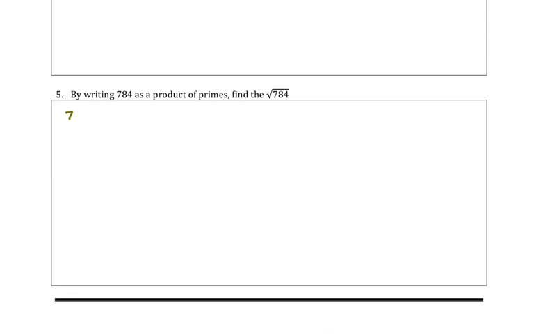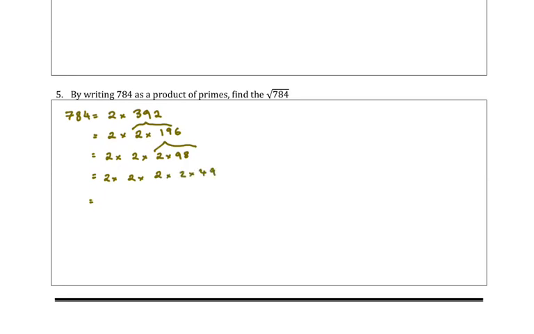So 784, find its square root using prime factorization. 784, we can write down its prime factorization. Let's do the A method here. Let's break it down into 2 times 392. I then can break down 392 into 2 times 196. I can break 196 down into 2 times 98. I can then break 98 down into 2 times 49. And I can finally break 49 down into 7 times 7. So what I've done there is I've broken down 784 into its prime factorization.